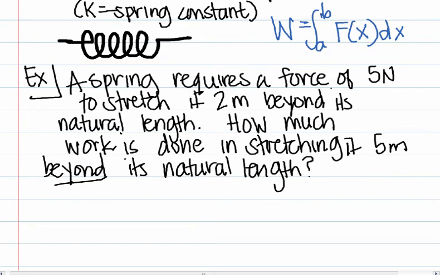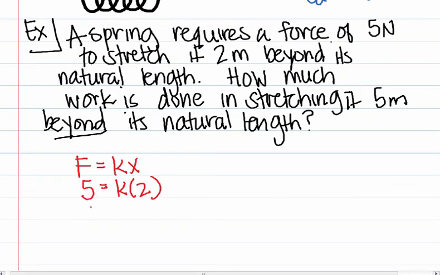So let's take a look at what we have right now. We need to find k, the spring constant. So since I know the force is 5, and we're stretching it 2 meters beyond its natural length, that means x is going to be 2. So k equals 5 over 2. Notice I don't even care about the initial length of the spring. All I need to know is that it's going 2 meters beyond that natural length.